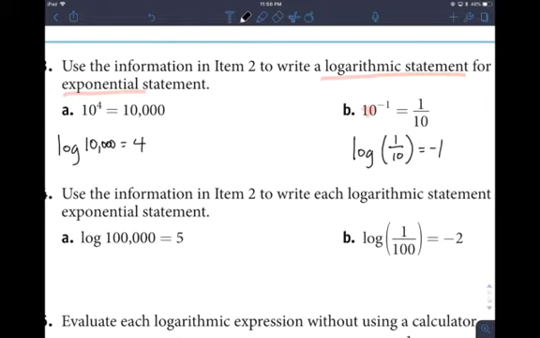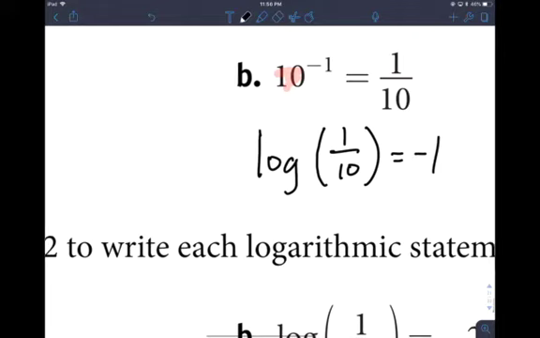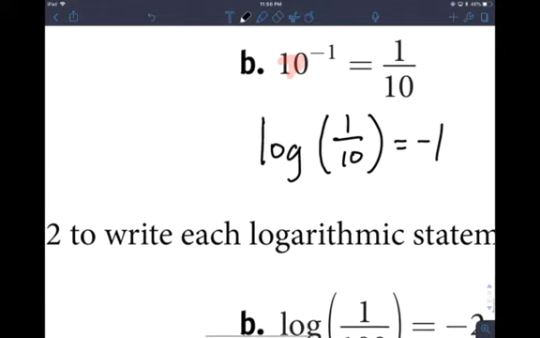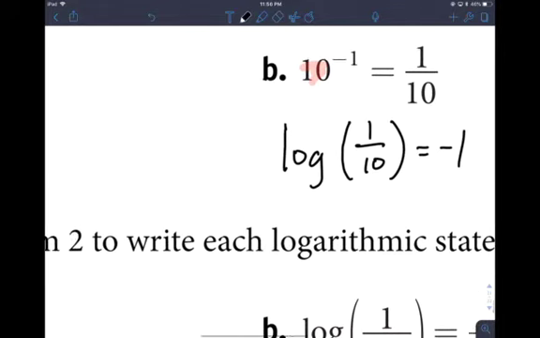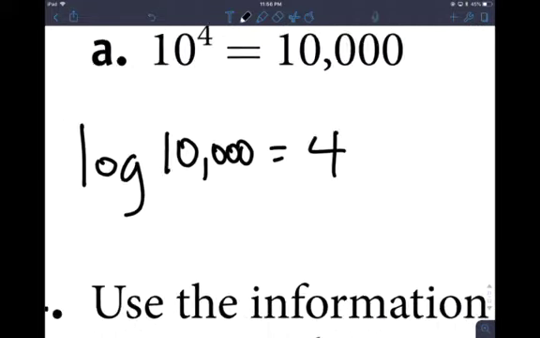So again, don't let the log notation confuse you. Just think of it as the exponential function. So this is the same thing as 10 to the power of -1 is equal to 1 over 10. This is the same thing as saying 10 to the power of 4 is equal to 10,000.